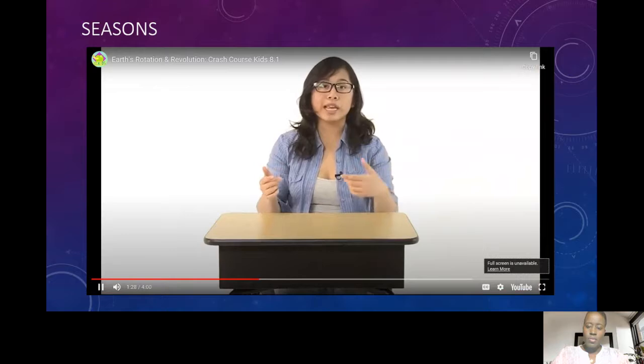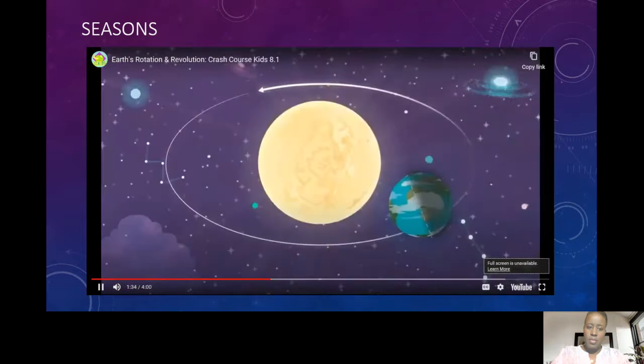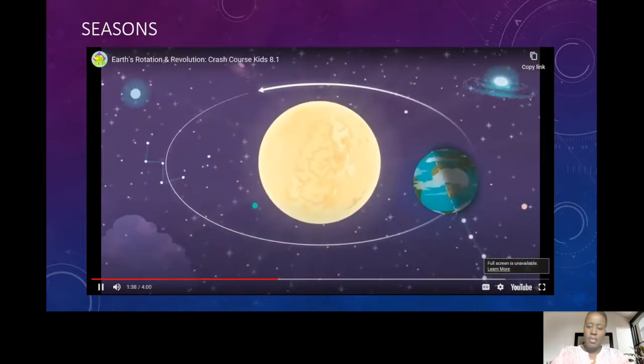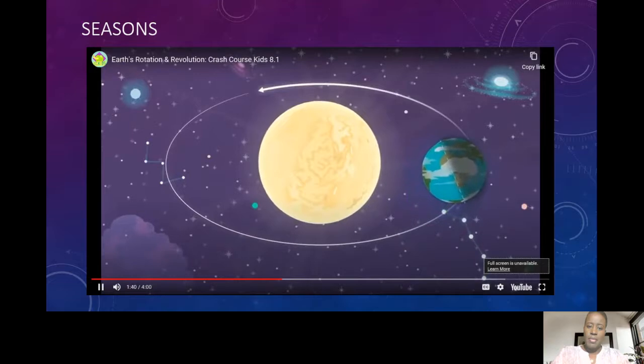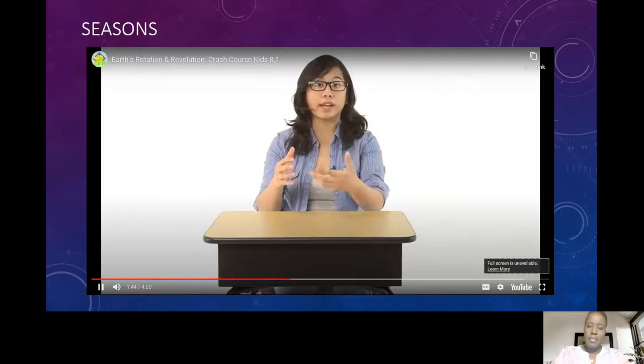As the Earth is both rotating and revolving, it's not sitting straight up and down. Its axis is actually tilted just a little. It's not all that much, but this tilt causes one part of the Earth to lean towards the sun, while another part of it is leaning away. This means that different parts of our planet's surface get different amounts of sunlight and heat.